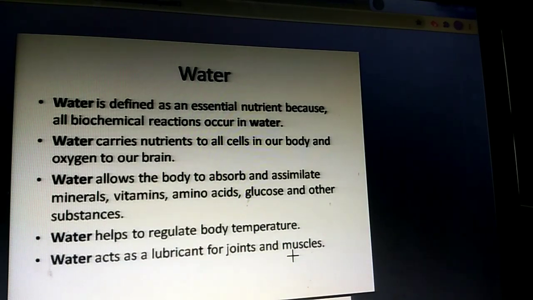For example, water helps our body in absorbing the nutrients. It helps in transporting the substances inside our body. It also helps in the removal of waste from our body in the form of urine. It also helps in regulating our body temperature. It also acts as a lubricant for joints and muscles, and it regulates our body temperature. How? By sweating.